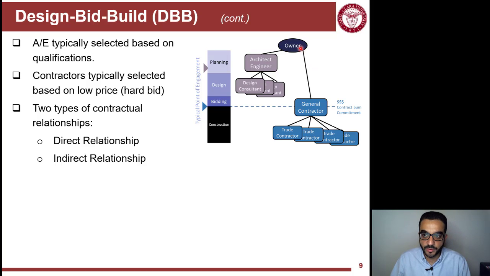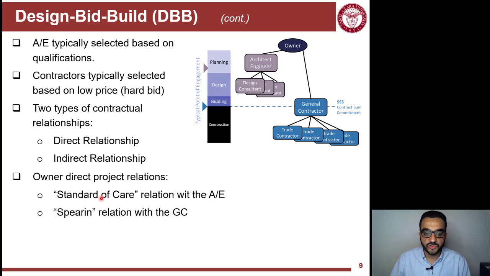And that's dictated by the owner's contracts with the GC and the architect. Now, the direct relationship that the owner has with the architect is called the standard of care relation, and we'll cover that in the construction law primer video. But the standard of care is that there's a standard. The architects and engineers will take care of the owner in providing their services. There is a standard for that.